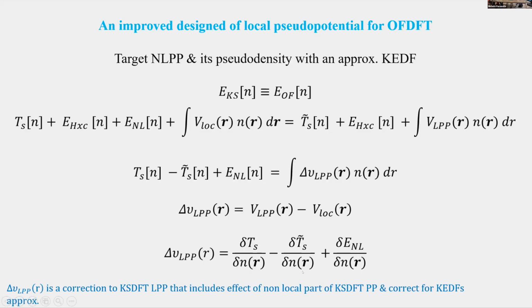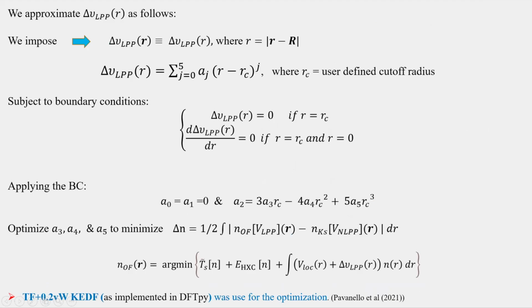Ezekiel, if you go to the next slide, I think we can answer this question. Yeah, so in practice, you just simply find this correction, this delta VLPP, by minimizing the difference between the orbital-free density and the Kohn-Sham density. So we don't evaluate it with that, but we just do a Wu-Yang like approach to find this delta V.